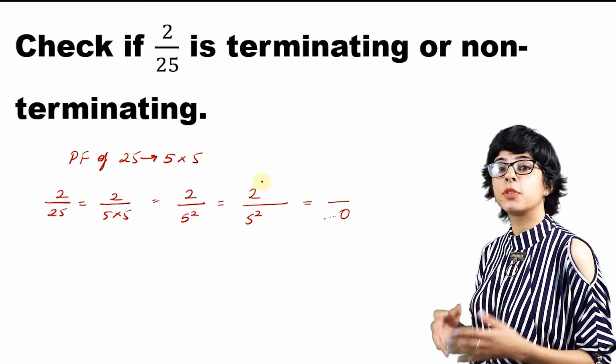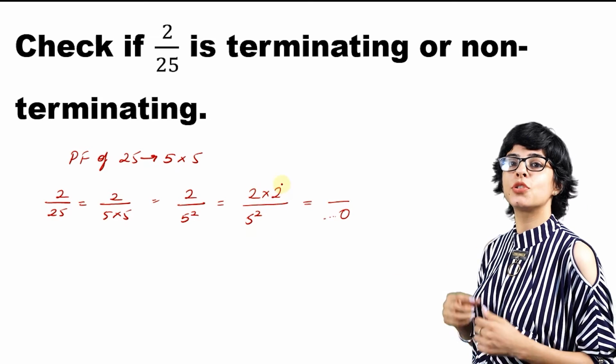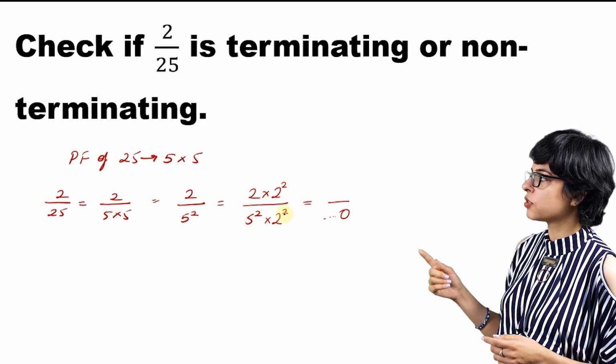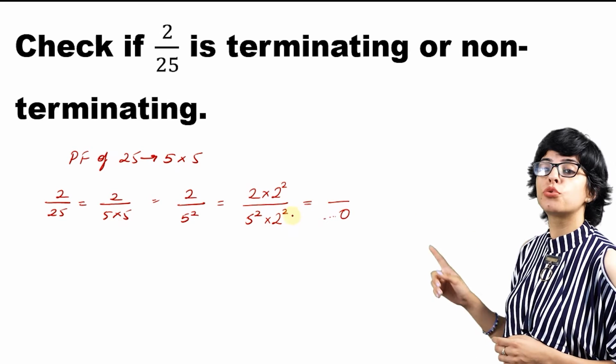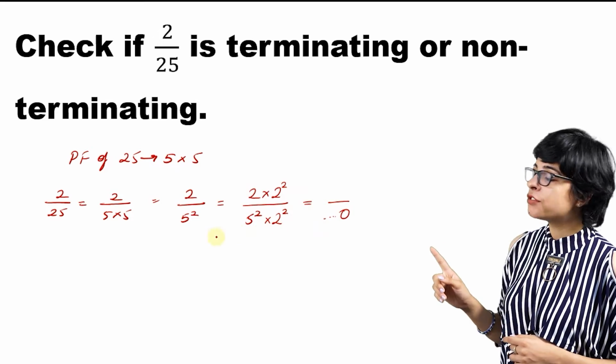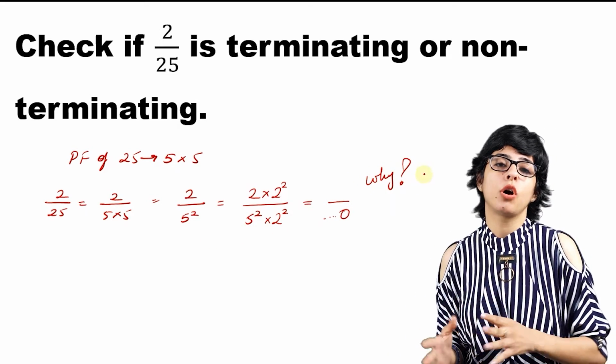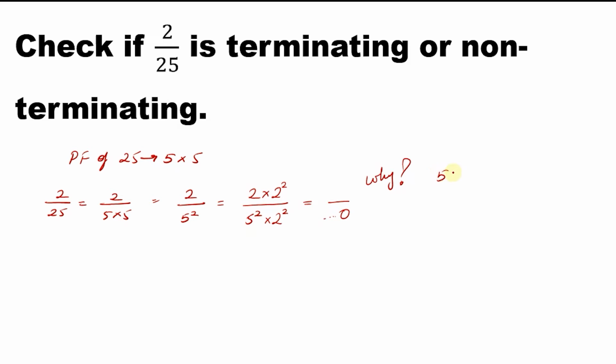What if I multiply it with a common number? So 2 square will be multiplied with both the numerator and the denominator, and it becomes 2 into 2 square upon 5 square into 2 square. But why 2 square? Why not any other common number? Because I had to get the digit 0, and after I had 5 square, I had only one option left, that is 2 square. So if I multiply 5 square and 2 square, I will definitely get a 0.